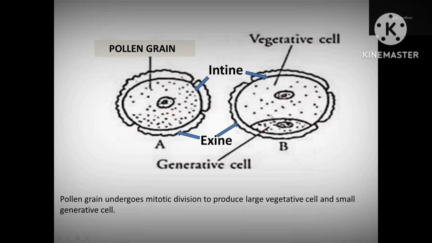Dear students, always remember if a diagram of pollen grain is asked during the exam, you have to draw this diagram showing the small generative cell and the larger vegetative cell, as well as exine and intine. This is a fully developed pollen grain.